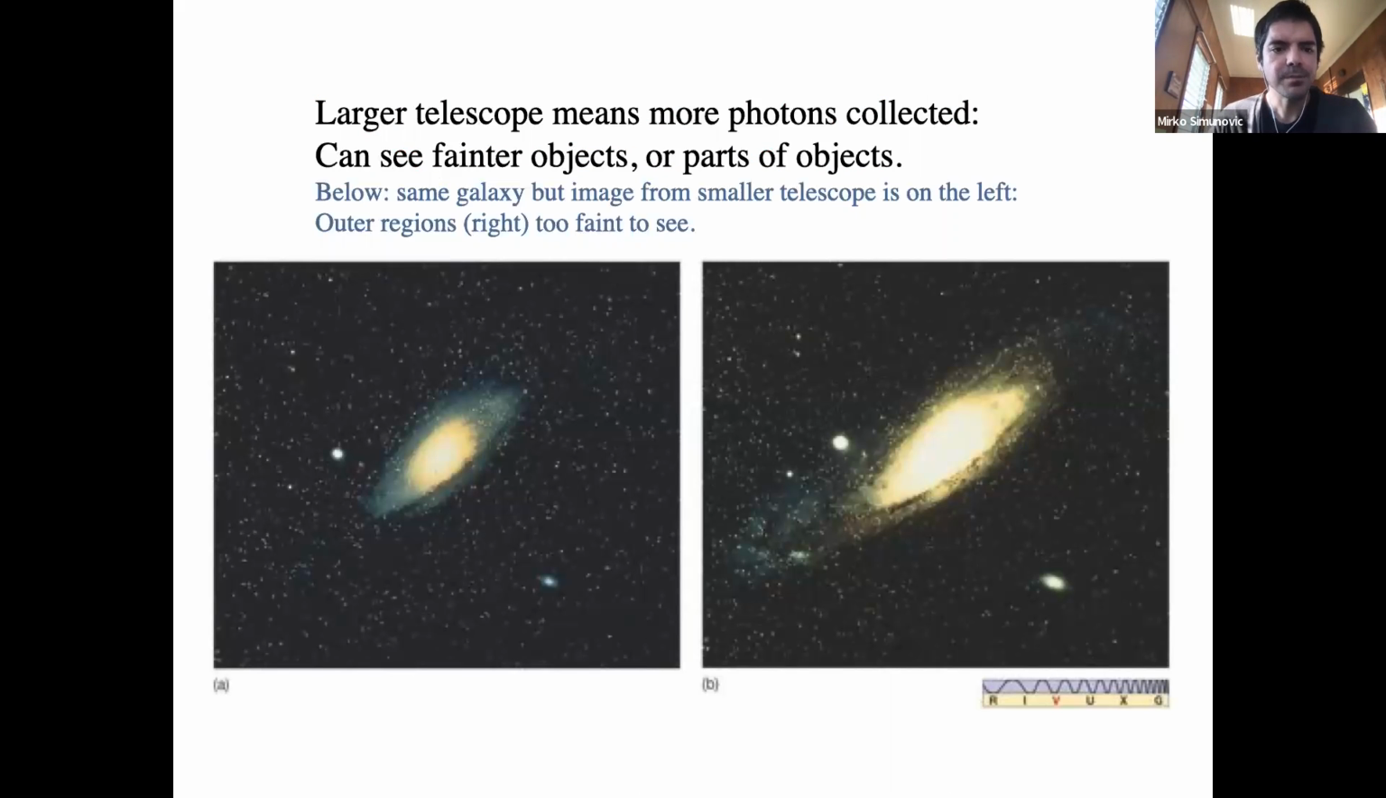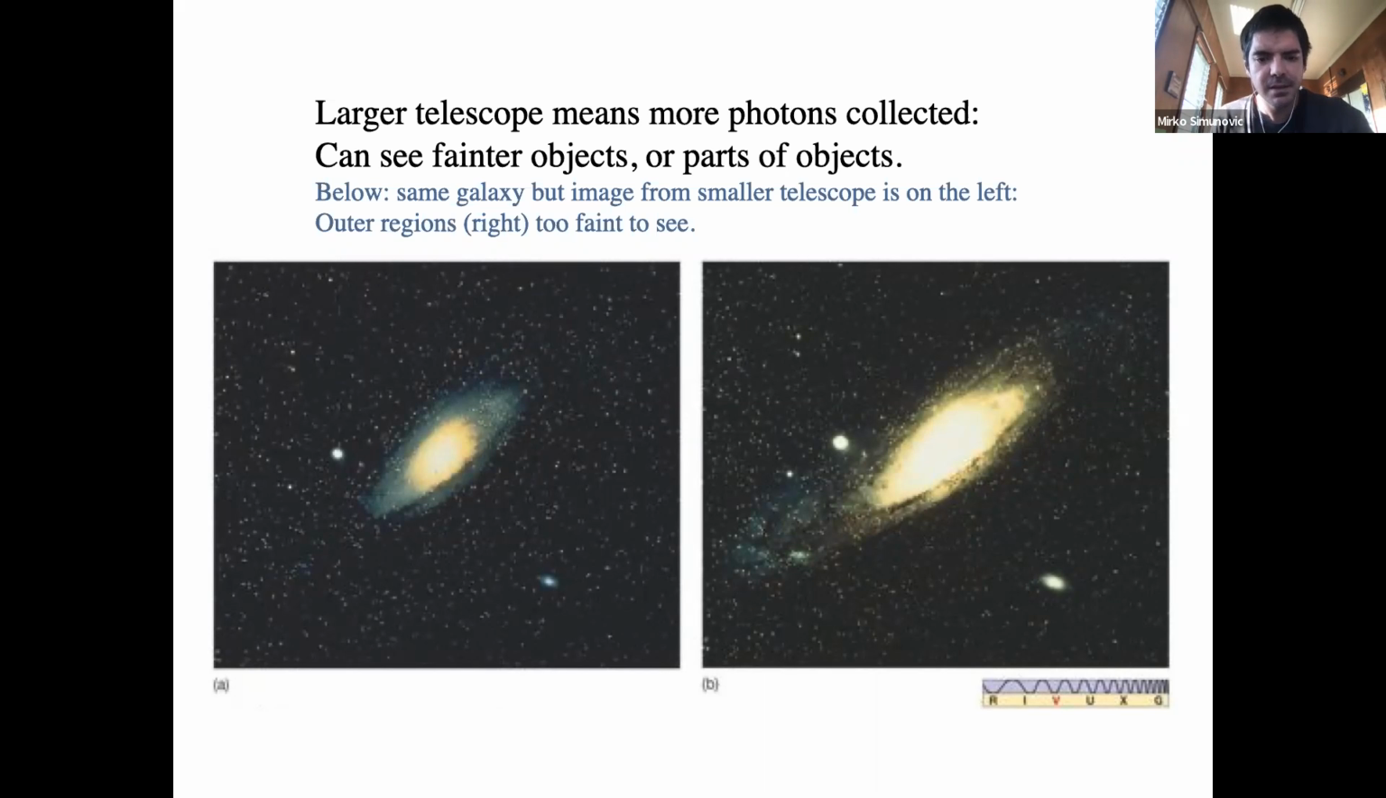So this is an example. On the left, you have a galaxy. On the right, you have the same galaxy, but observed with a larger telescope. And so you can see that when you observe it with a larger telescope, you collect more light, you're able to see details that you didn't see before, right?